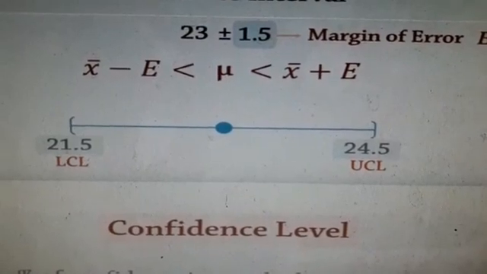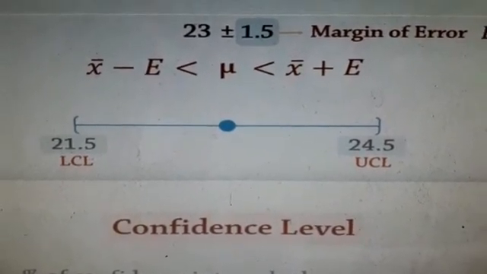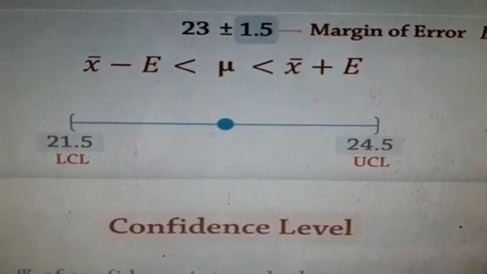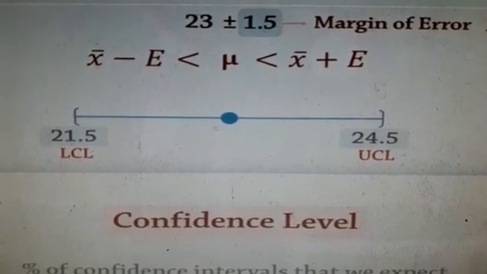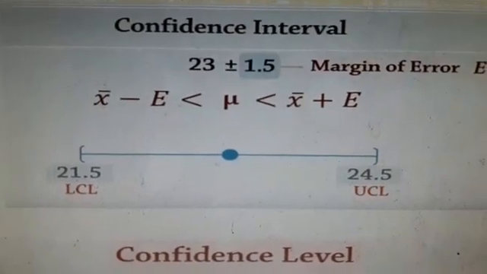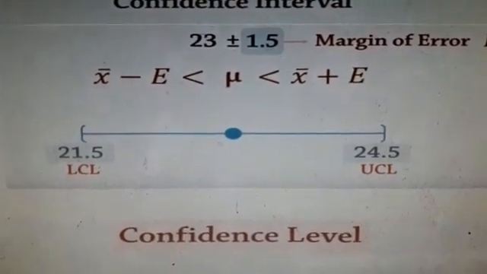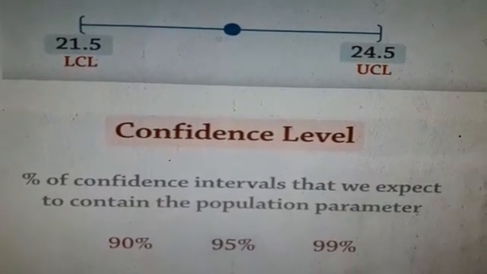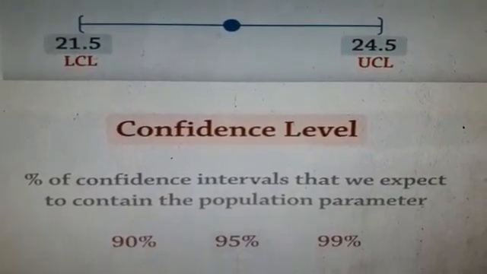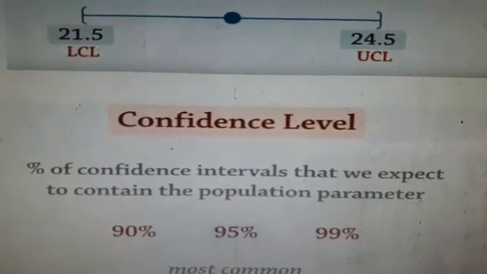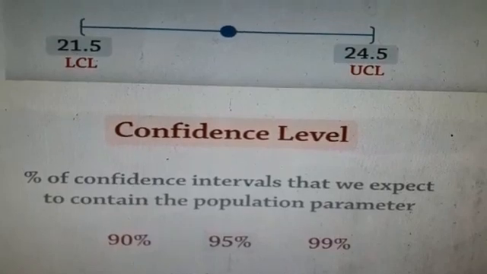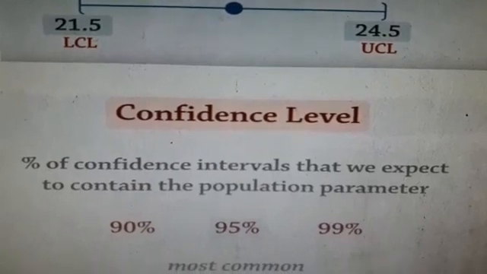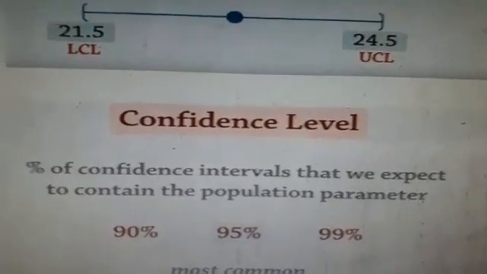So here we have a lower confidence limit and an upper confidence limit. 23 plus 1.5 we get 24.5, and 23 minus 1.5 we get the LCL, the lower confidence limit. And this is the confidence interval on which we want to rely. It is the percentage of confidence intervals that we expect to contain the population parameter. Normally we talk about a 95% confidence level, 99% confidence level or 90%. Mostly we look into 95 or 99% confidence levels in our research.